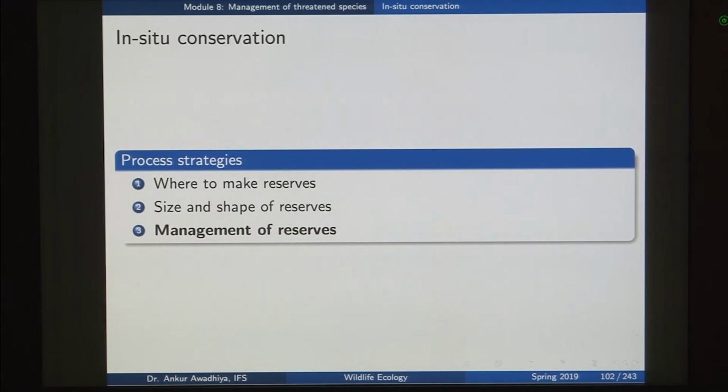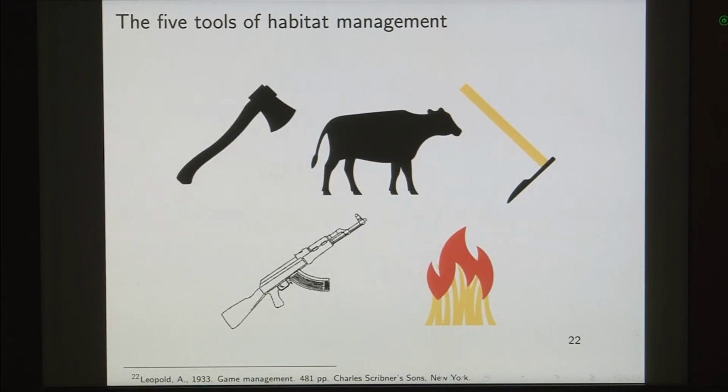So, in this case we look at the 5 tools of habitat management that are used in the case of reserves, and these tools come from the works of Aldo Leopold, and he said that we have 5 tools of habitat management. We have the axe. So, axe can be used to cut a tree that is not required in your area, or it can be used to cut climbers that are not required in your area.